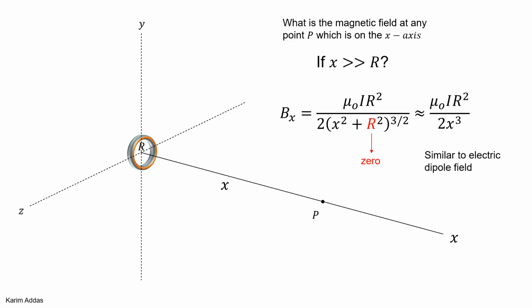And also we can get another limit, special case, if the radius of the ring is much smaller than x. For instance, let's say the radius of the ring is 1 millimeter and x is 1 kilometer. Then in that case, you can completely neglect this R in the denominator, and you have then x squared to the power 3 over 2, which is x cubed. So this is an approximate formula for the magnetic field at any point x, where x is much bigger than the radius.